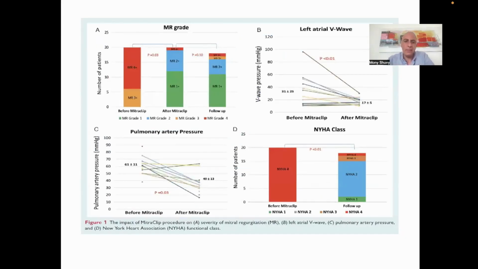We see that the procedure was very successful in most cases, reducing the severity of the MR. You can see here the immediate impact on the left atrial V wave and the pulmonic vein.